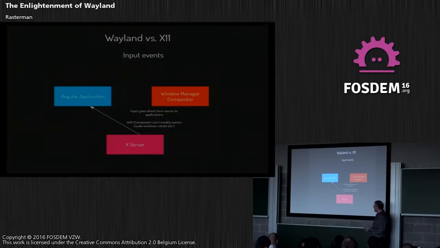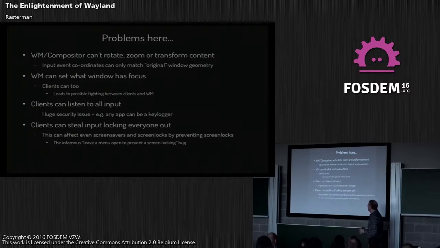Let's now talk about input events. In X11, input basically goes straight to the client. The window manager has no choice in that input. They can do simple things like set what the focus is. This window is now focused, therefore keyboard input will go there. But otherwise, the window manager can't do anything about input. The X server just sends it directly there. You click in a window, the X server sends input directly to the application that owns the window. The window manager doesn't have a choice.